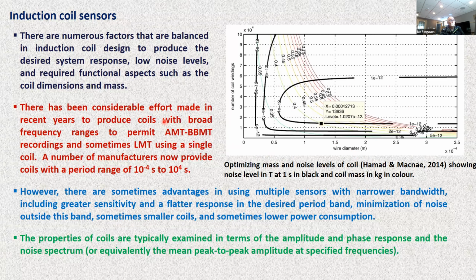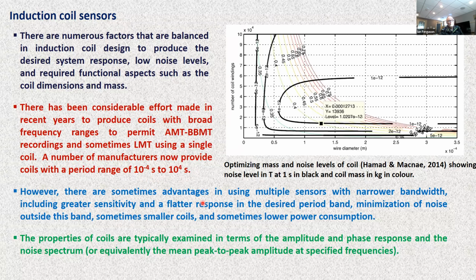But there's also been considerable effort in MT over recent years to produce coils with broad frequency ranges to permit both AMT and BBMT recordings, and sometimes LMT, using a single sensor. And manufacturers now can provide coils with a period range with some reasonable response between about 10 to the -4 and 10 to the 4 seconds.